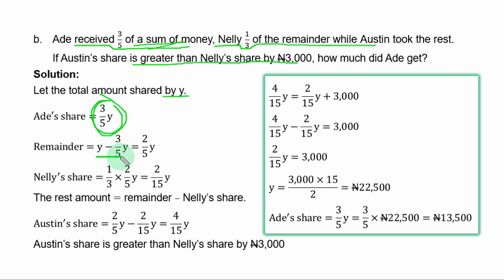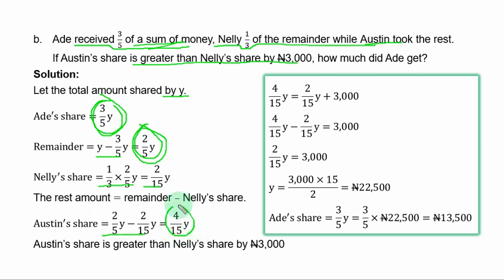You have this expression, and that simplifies to this. Nelly gets 1 over 3 of this remainder. That is what you have here, and that is 2 over 15 y. The rest amount is equal to remainder minus Nelly's share. That is what Austin took. Austin took the rest. That is remainder minus Nelly's share. That gives this expression, and you have this result.